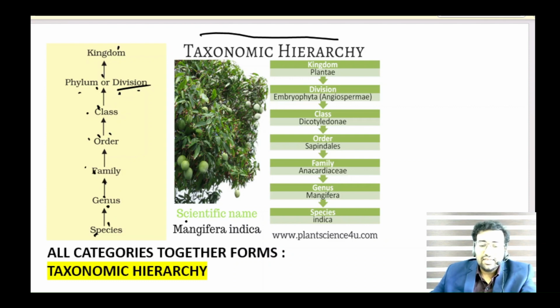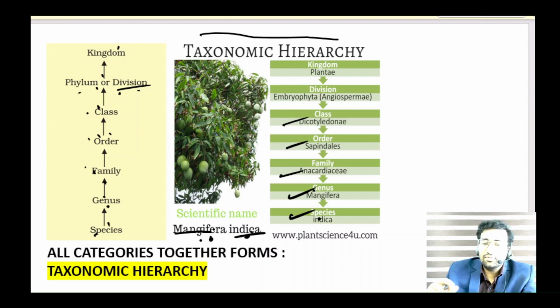For example, take the mango tree, Mangifera indica. Indica is the species name. Mangifera is the genus name, as I told you already in the second video. The family is Anacardiaceae, the order is Sapindales, the class is Dicotyledonae, and so on. Indica is a species that belongs to the genus Mangifera. This species, genus, family, order, class, phylum, kingdom is the taxonomic hierarchy, the categories at different levels, I mean the taxa at different levels.